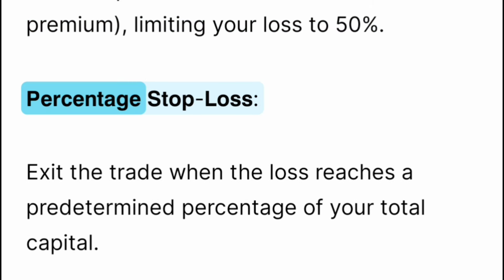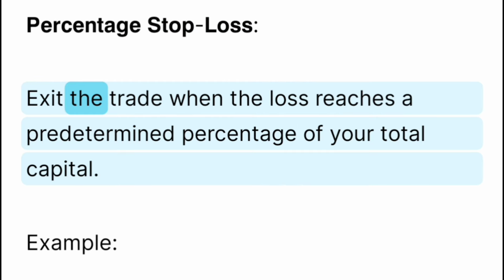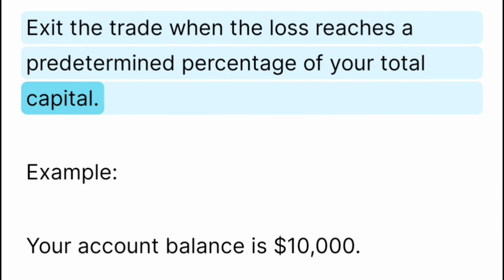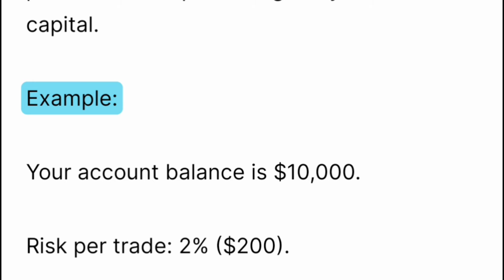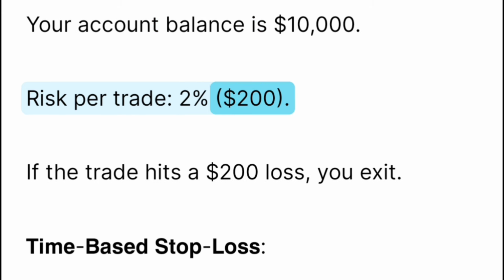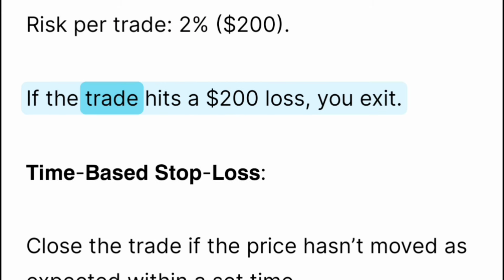Percentage stop loss. Exit the trade when the loss reaches a predetermined percentage of your total capital. Example: your account balance is $10,000. Risk per trade 2%, $200. If the trade hits a $200 loss, you exit.